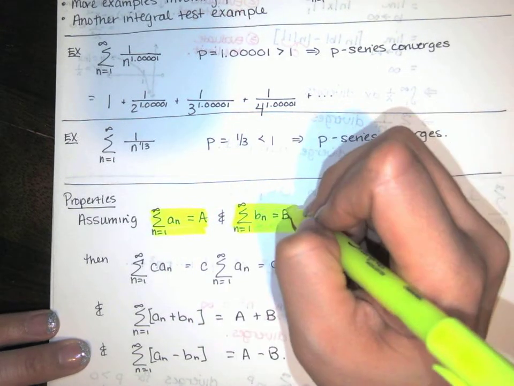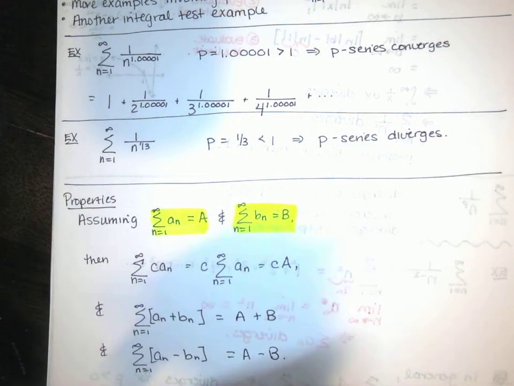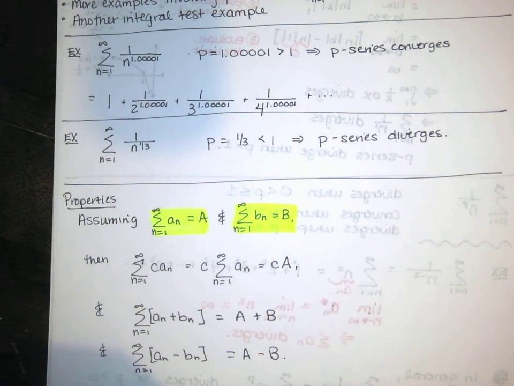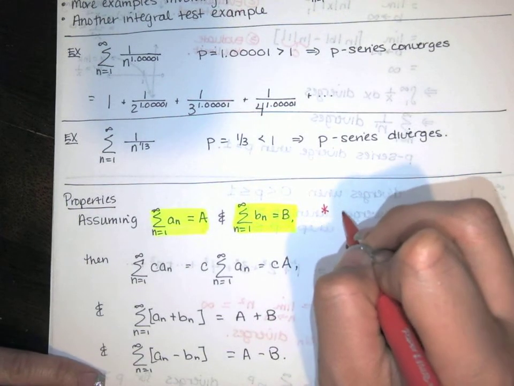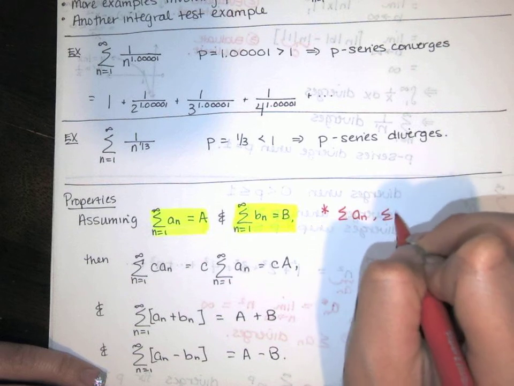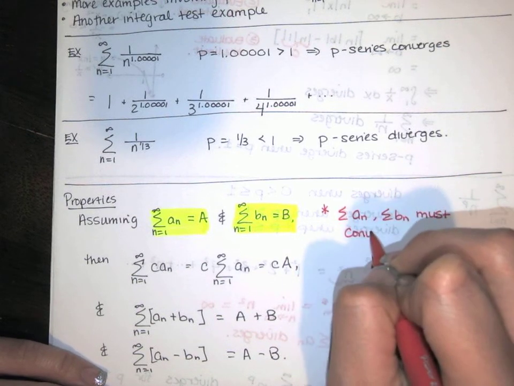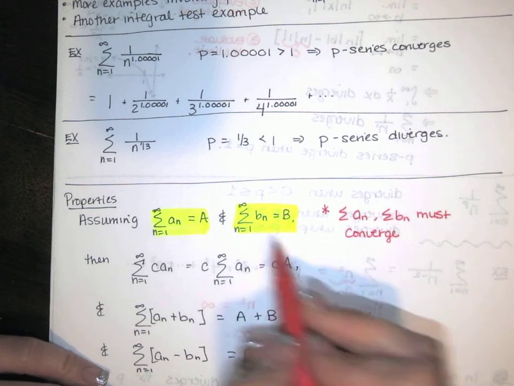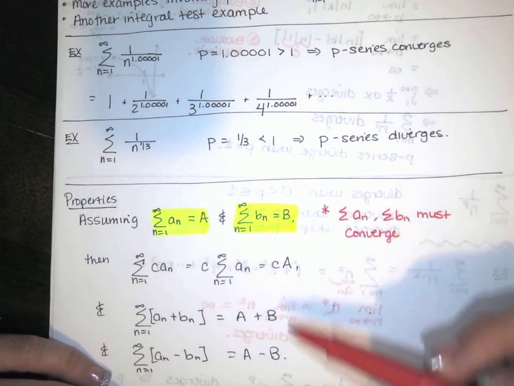So these statements at the beginning, they're saying they converge to A and they converge to B, but implied there is that they converge to something. So these series, a sub n and b sub n, both of those series need to converge for the following to be true.